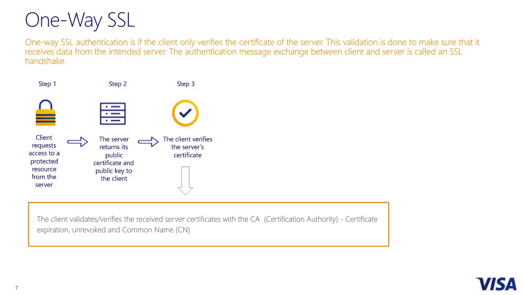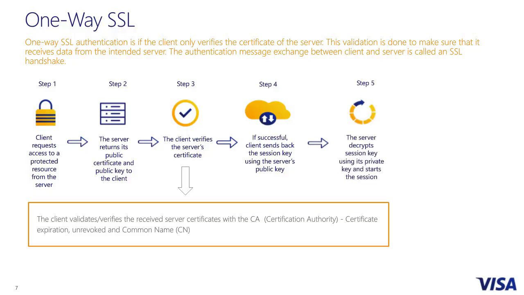It looks at factors like whether the certificate is not expired, it's unrevoked, and the common name and all such details. Now, after the verification is done, if the validation is successful, the client will send back the session key using the server's public key that the server sent in step 2. Now the server will decrypt the session key using its private key and it will start the session.